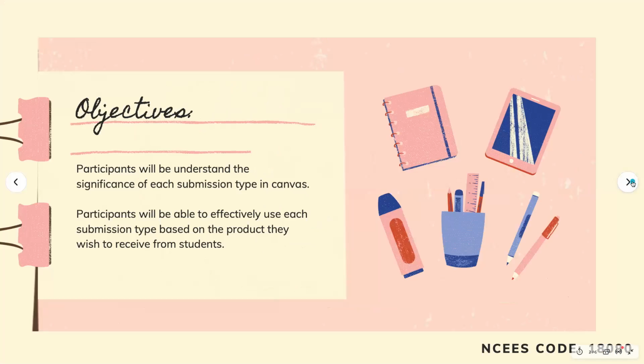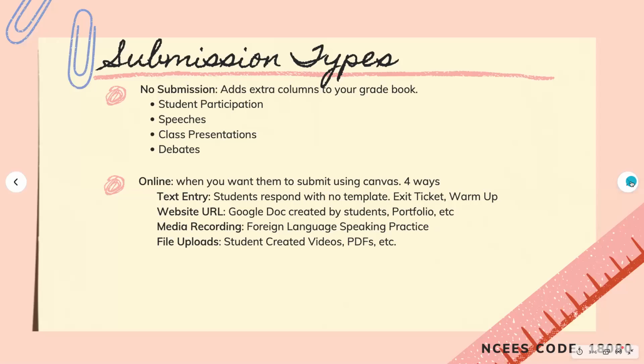Our objectives for today are to make sure that the participants will understand the significance of each submission type in Canvas, why it's important and why you should use it, and also that you will be able to effectively use each submission type based on the product that you wish to receive from your students, because that's what submission types are all about. It's about what you want to get from your students and how you want to receive that. Again, the code is on the bottom here. So let's look at them.